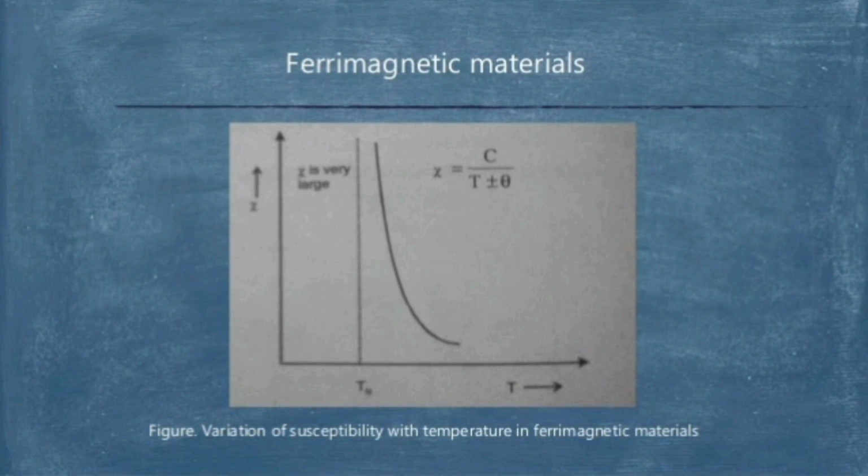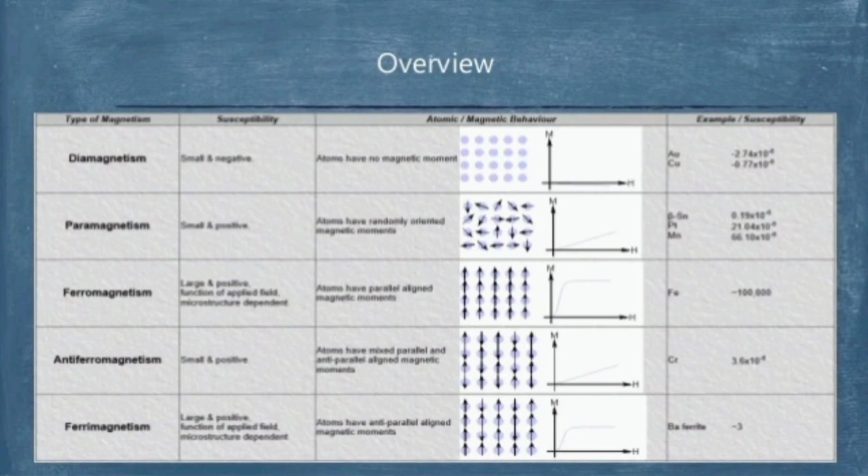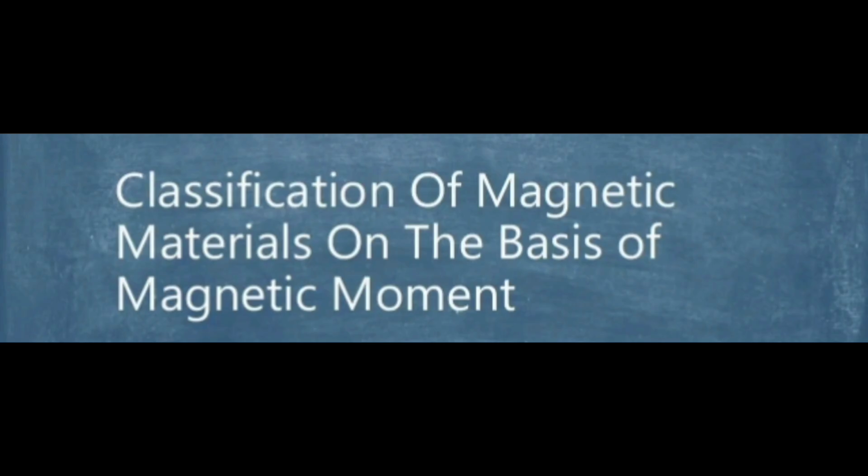This diagram shows the variation of susceptibility with temperature of ferrimagnetic materials. And the final overview of diamagnetism, paramagnetism, ferromagnetism, antiferromagnetism, and ferrimagnetism. That's my case study on classification of magnetic materials on the basis of magnetic moment.